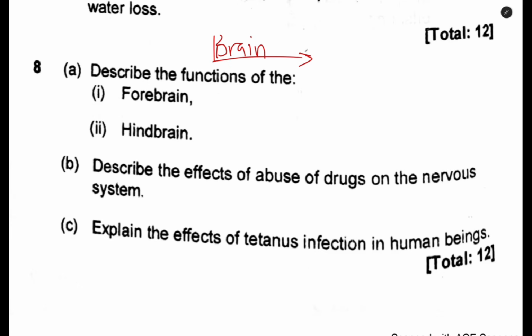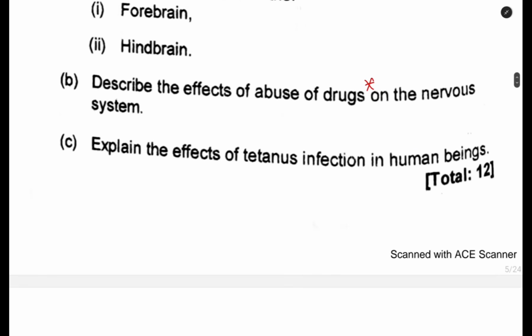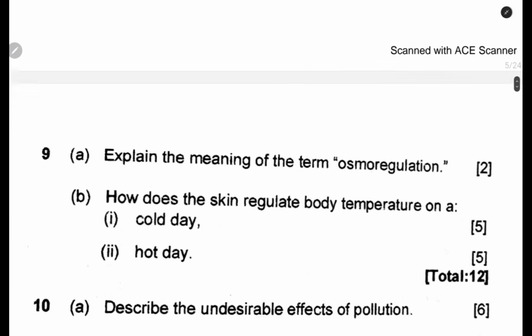Then B, describe the effect of abuse of drugs on the nervous system. This one is easy because if you do take civic education, this is one of the topics that you find there on drug abuse or substance abuse. Explain the effect of tetanus infection in a human being. So also this one, as you go through this part, also consider looking at it.